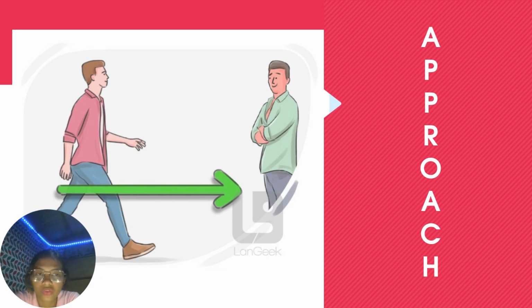So let's talk first about approach. So what can you see in the picture? Describe the picture. Okay, so as you can see, the red suited guy, or the guy who's wearing red, is trying to come near to the guy who wears green.